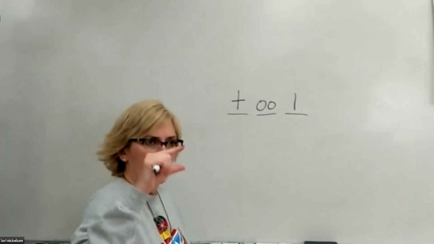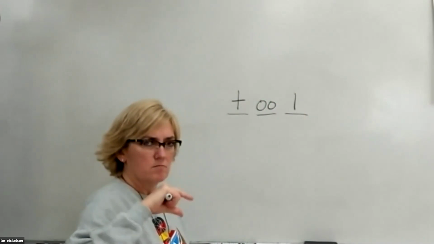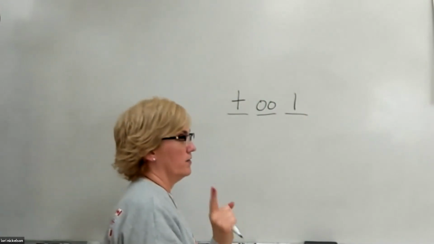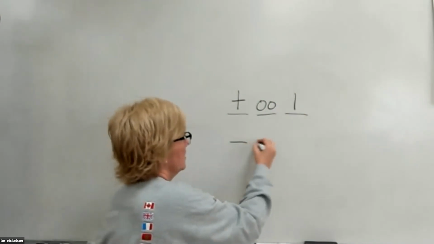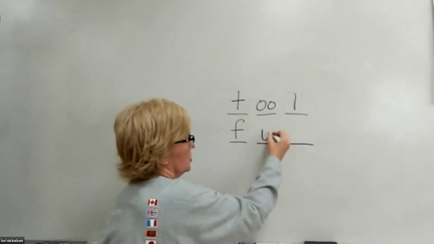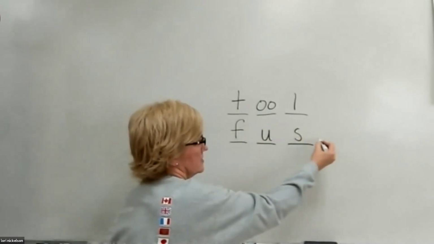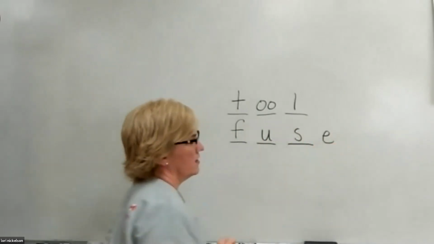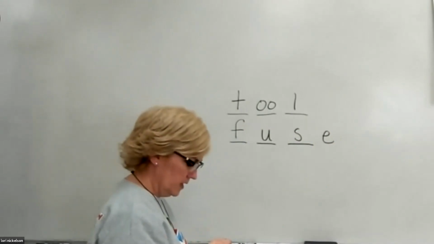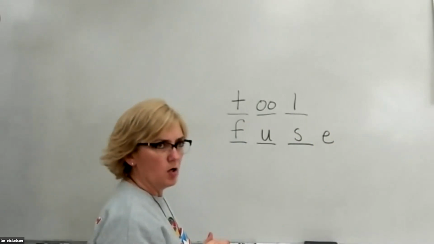Fuse. F-u-s. That U's long, so at the end of that word, there's an E. So, F-U-S. So I'm going to put F-U-S, and they said there's an E there. So we've got fuse, right? Good. Let's do the word draw.